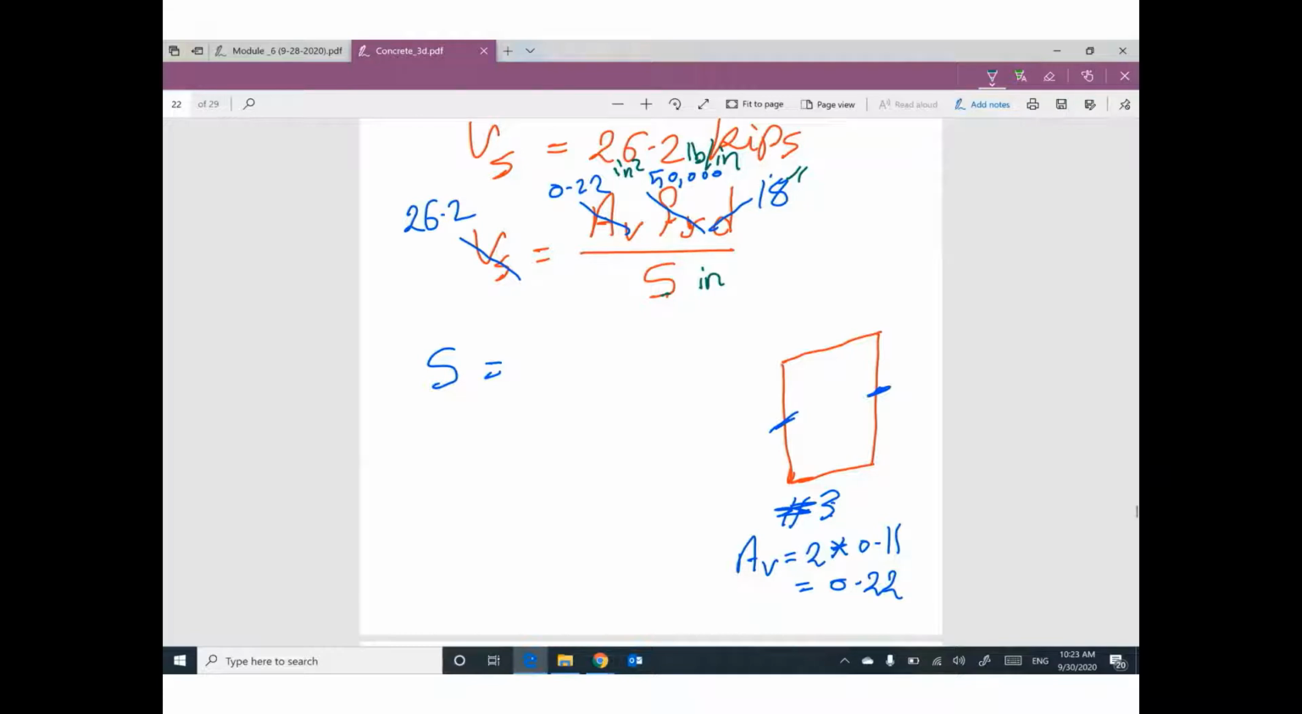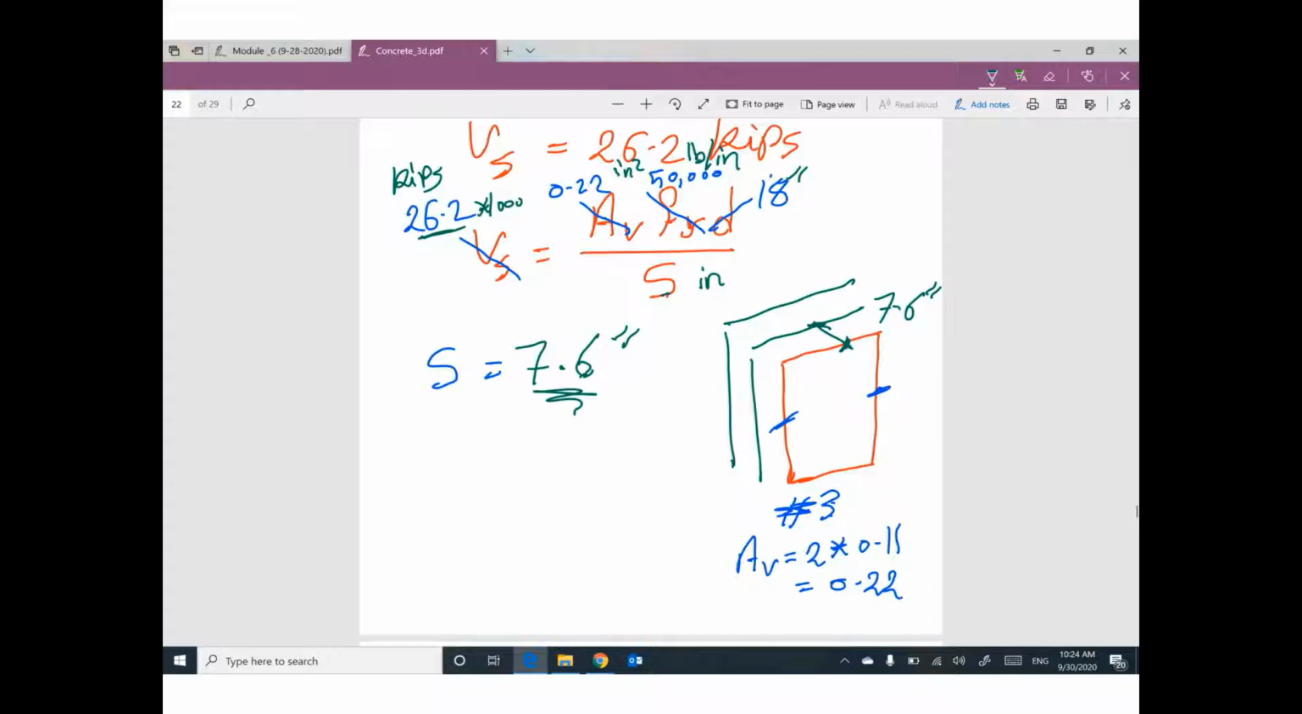Actually 26.2 is in kips. So I have to multiply it by 1,000 to get a realistic number. So your value will be 0.22 times 50,000 times 18, divided by 26.2 times 1,000. This number equals 7.6 inch. So the spacing between stirrups in this beam must be within 7.6 inch or smaller. You cannot exceed this number.